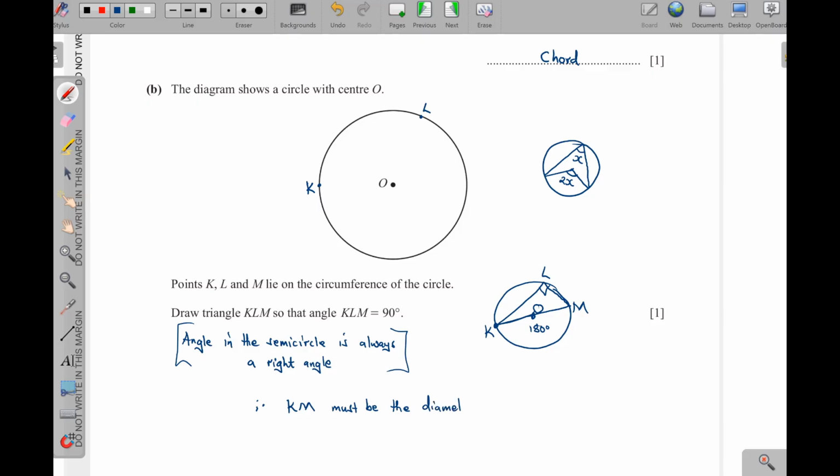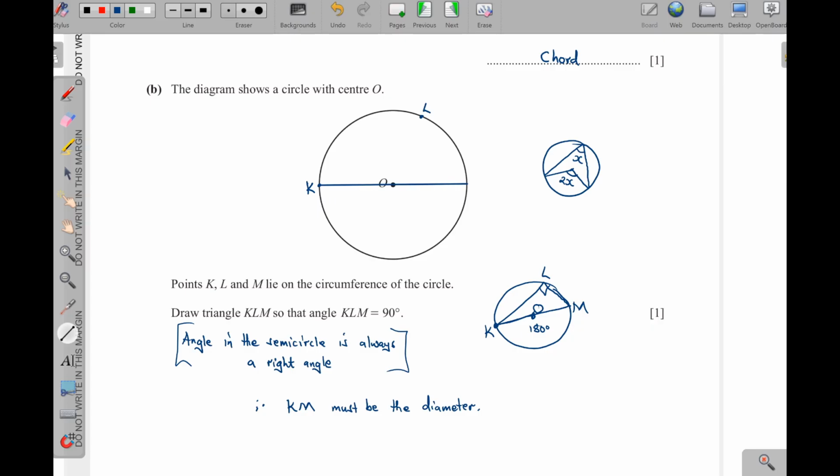So you draw it passing through the center of the circle. It doesn't matter where you put L, so long as K to M passes through the center. So I can put my L here, wherever I put. Just because I'm putting my L here, it doesn't necessarily mean that it has to be here. Make sure that you pass it through the center.